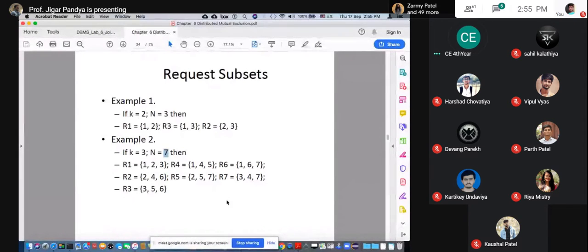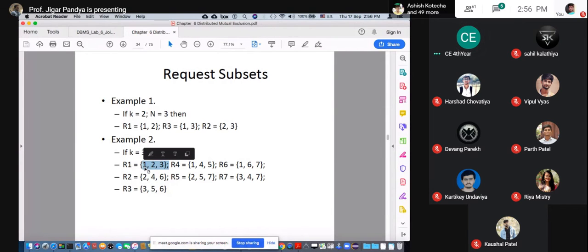Now let's say site number 2 wants to enter into the critical section. It will not send the request message to everyone. It will only send the request message to 1, 2, and 3. Now let's see how it works. So what is the scenario right now? Site number 2 from quorum number 1 wants to enter into the critical section. It sends a request message to site 1 and a request message to site 3. Now let's see.